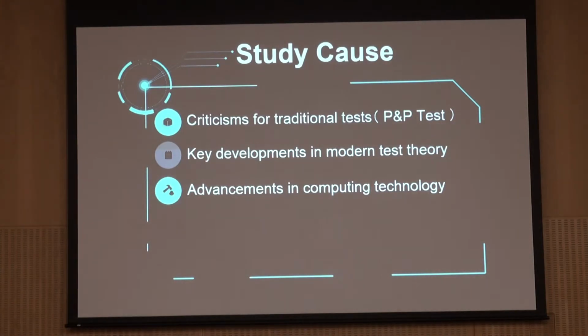Luckily, development in modern test theory and advancement in computing technology gave birth to a new test form, CAT. Computerized adaptive testing is recognized as an efficient alternative mode of test administration to traditional paper and pencil tests. Unlike paper and pencil tests, where all examinees receive an identical set of items, CAT tailors the test for each examinee. It administers test items that more closely match each examinee's estimated ability.